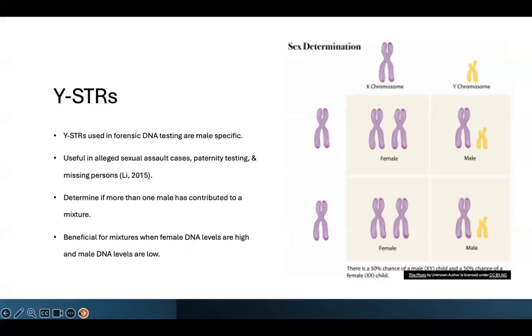As you can see in the right-hand side image, females will have two X chromosomes, while males will have X and Y chromosome. Why is this useful in forensic science? This is useful to determine if more than one male has contributed to a mixture, as well as it's beneficial for mixtures that have high levels of female DNA and low levels of male DNA. This is typically useful in alleged sexual assault cases, paternity testing, and missing persons per Lie's Forensic Biology textbook.